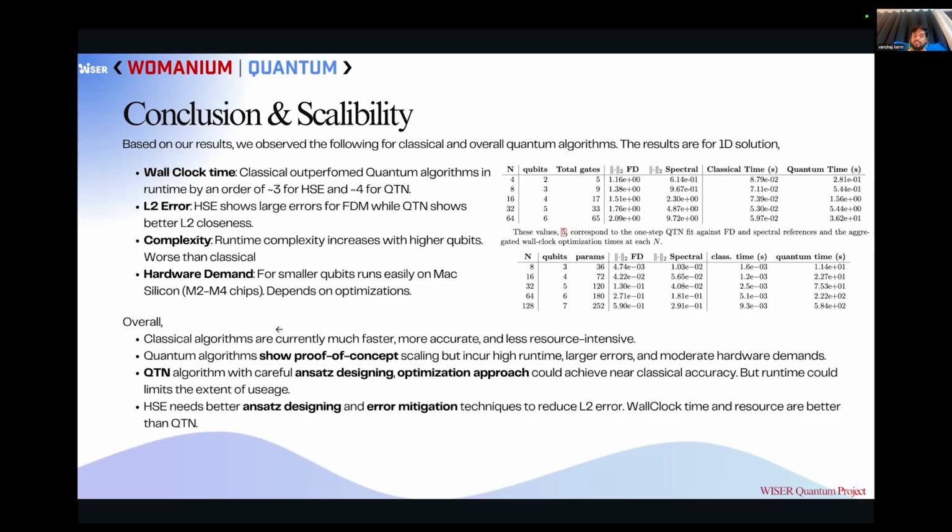The quantum algorithm does show proof of concept in scaling, but they incur high runtime and large errors because of one could be that we have not implemented much of the error mitigation techniques. That is one of our future prospects. Another is that the HSC, while implementing it, has a transformation which adds on many terms, for example, the quantum potential, that adds on complexity in the algorithm itself. So that can be another reason where the algorithm is not performing well.